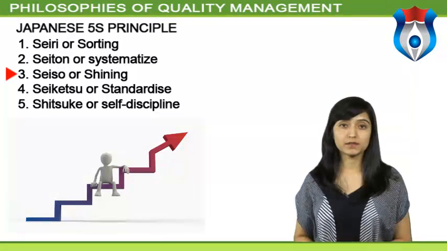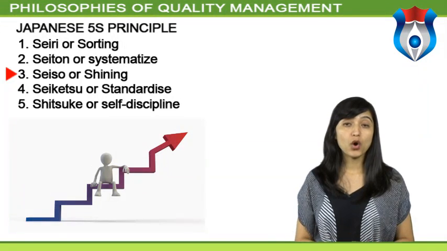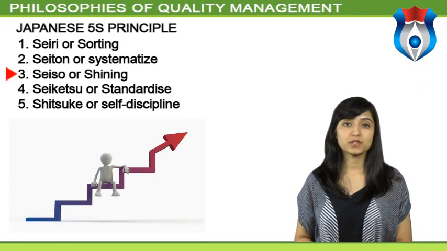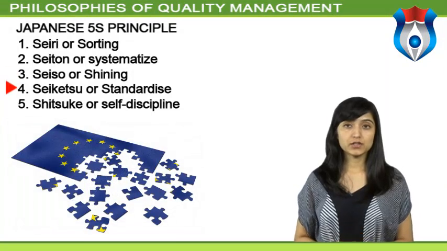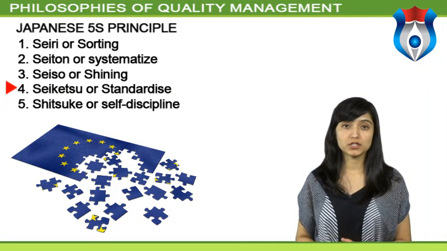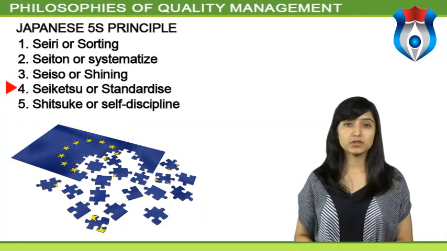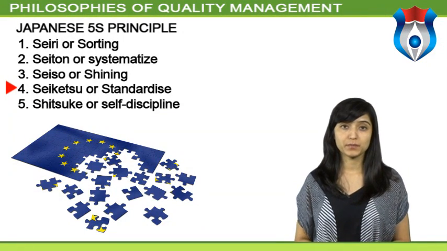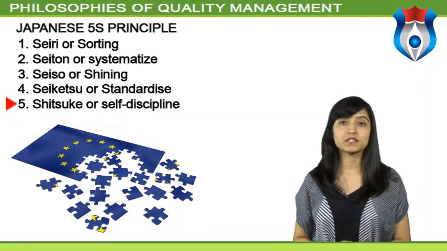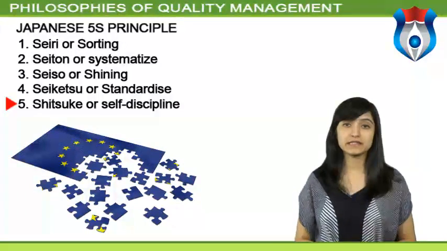Seiso or shining. Once everything from each individual work area to the entire facility is sorted and organized, it needs to be kept that way. Seiketsu or standardize. Seiketsu ensures that the first 3 steps of 5S program continue to be effective. The good practices developed in the first 3 steps need to be standardized. Shitsuke or self-discipline. This implies continuous training and maintenance of standards.